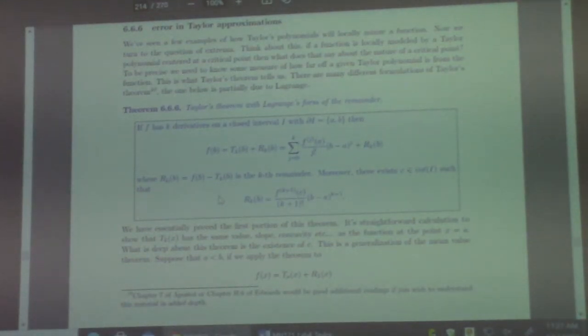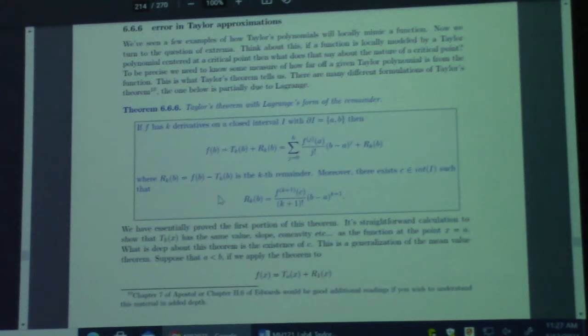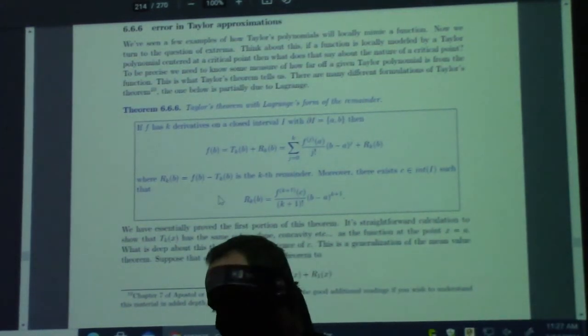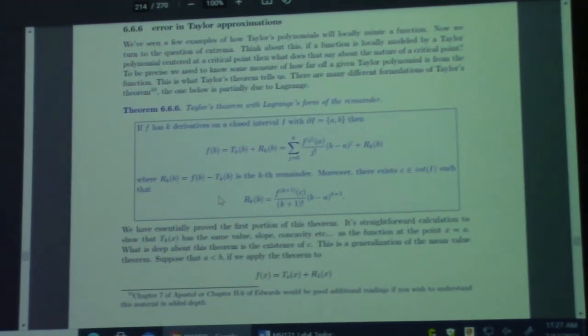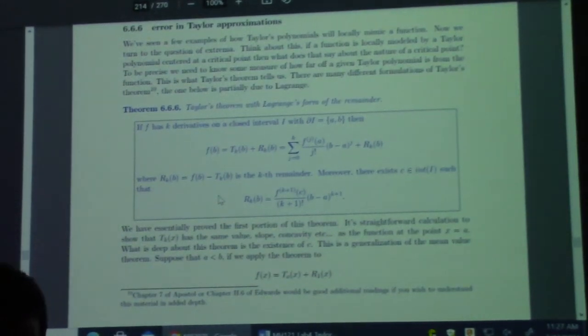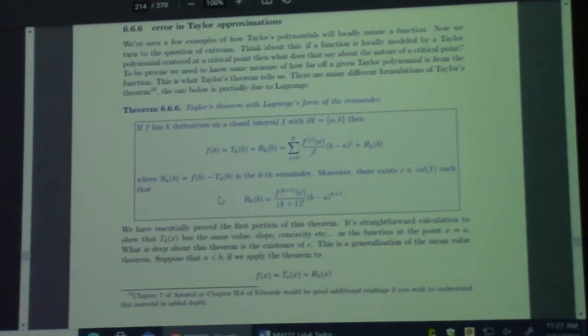All right, so this is lab 4, and I need to start by talking to you guys a little bit about what's sometimes called Taylor's theorem. Last lab we looked at the idea of a Taylor polynomial, right?